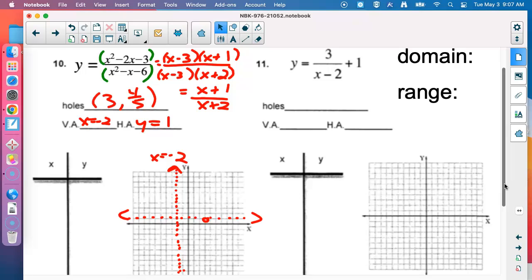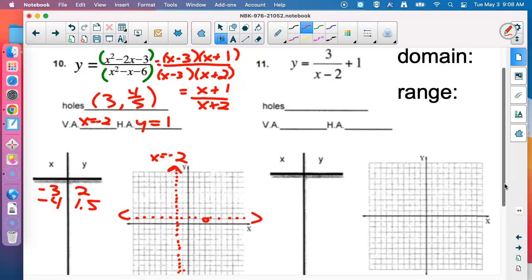So second, table. We need to steal some numbers to the left of -2, like -3 and -4. So let's get those. -3 is 2. That'll be nice for graphing purposes. -4 is 1.5. That's not bad. So -3, 2, and -4, 1.5, and that is all we need.